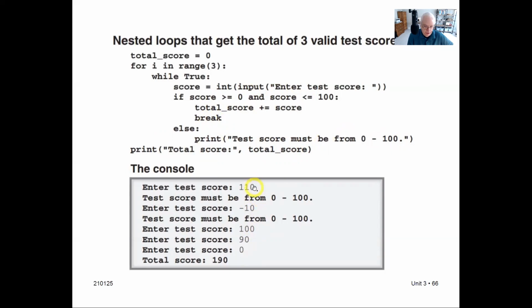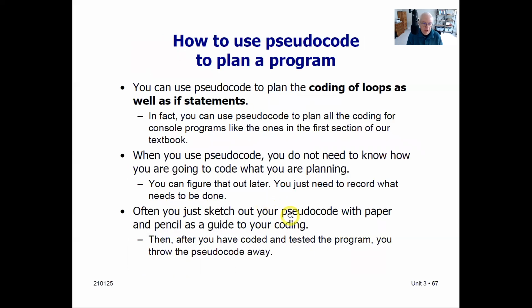If we put in 110, we get the error. If we put in -10, we get the error. But we put in 3 test scores here because we're still limited to 3. We get our total score of 190. Kind of a lame program, but that's just kind of showing you how those work.